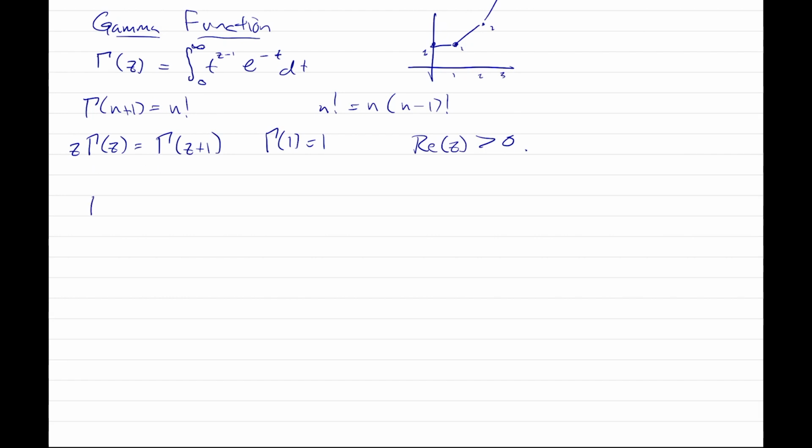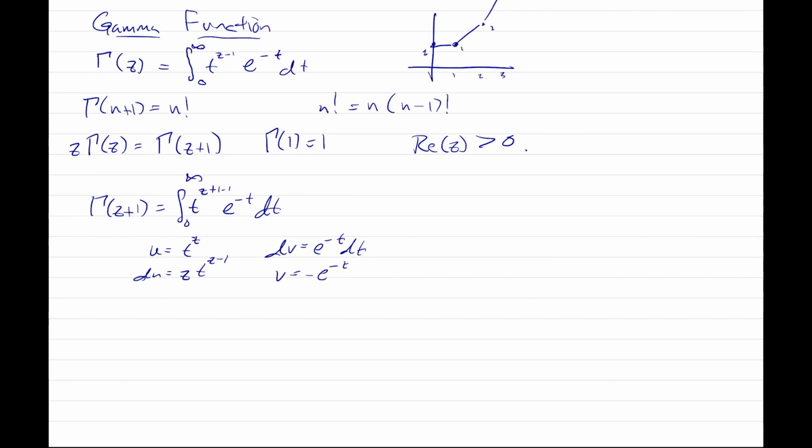So basically what we have is gamma of z plus 1 is equal to the integral from 0 to infinity of t to the z minus 1 e to the minus t dt. Okay, so with that, sorry, that should be z plus 1 minus 1, because we're putting z plus 1 here. Now if I make u equal to t to the z, then du is equal to z t to the z minus 1. And then I have dv equal to e to the minus t dt, and that tells me that v is equal to minus e to the minus t.